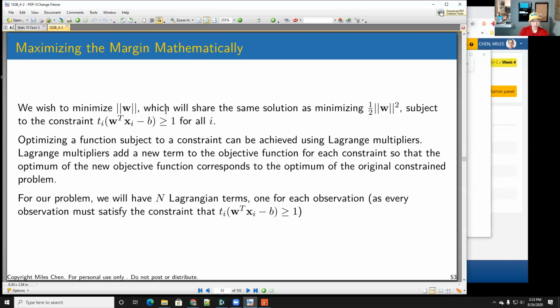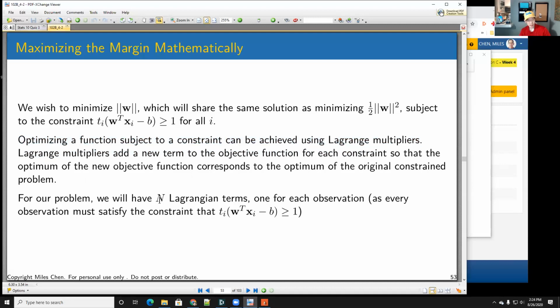All right, so we want to minimize that norm, which will share the same solution as minimizing the squared norm, subject to this constraint. Optimizing a function subject to a constraint can be achieved using Lagrange multipliers. We're going to add a new term to the objective function that we're trying to minimize for each constraint, so that the optimum of the new objective function corresponds to the optimum of the original constrained problem.